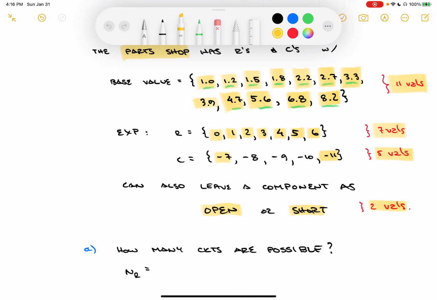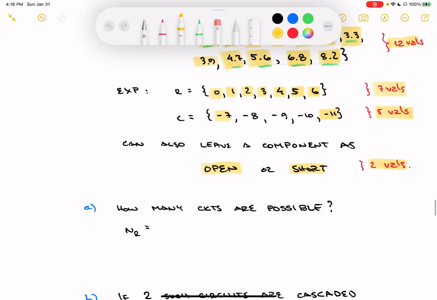So let's go ahead and fix that. That'll make my calculations match better in my notes. And we now know that we actually have 12 values. So we'll get that corrected as we go along. So how many different resistors could we get for any one of those resistors? The number of resistors that we have to choose from is going to be the base values, right? There are 12 different base values times the 7 different exponents. That's just the rule of product.